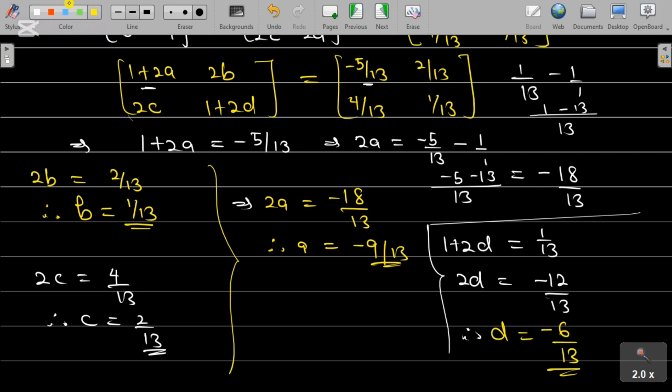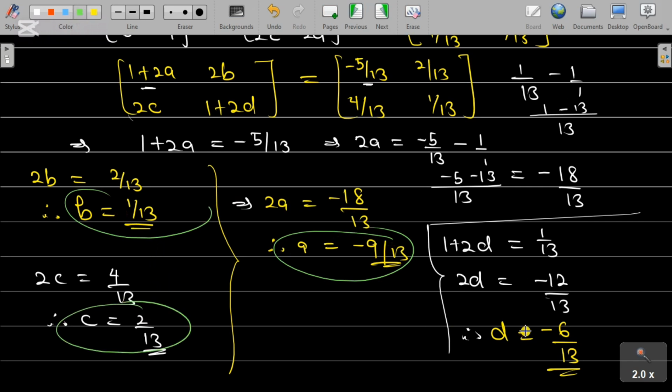Okay, and that has given us the complete solution of the 4 variables we are to find, which are a, b, c, and d here. So that completes the solution for our C.